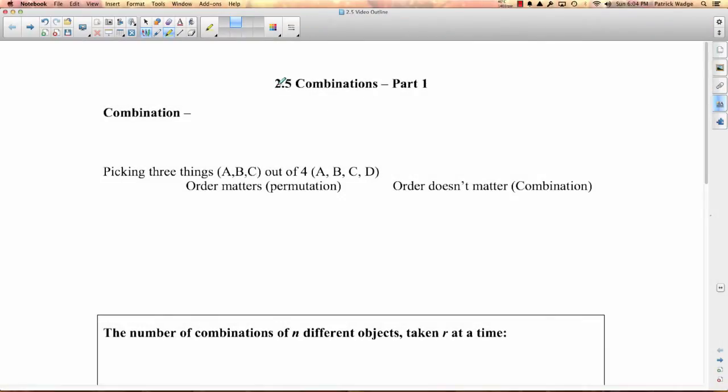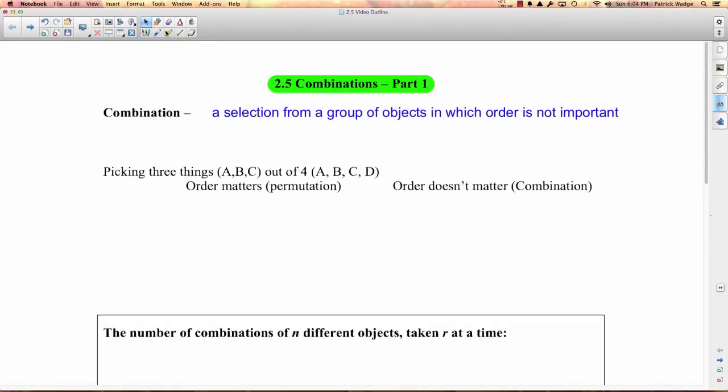We get to combinations. 2.5 is part 1 of combinations. 2.6 is part 2 of combinations. So what's a combination? A combination is a selection from a group of objects in which order is not important. Remember, with permutations, order mattered. The way you can remember that is permutation, position matters. But when it comes to combinations, the order doesn't matter.